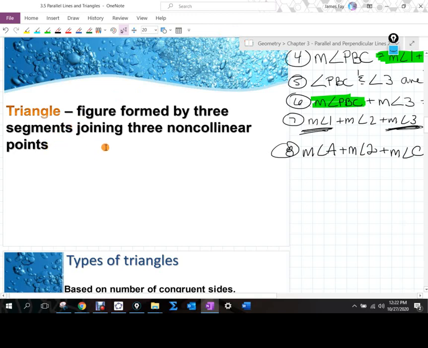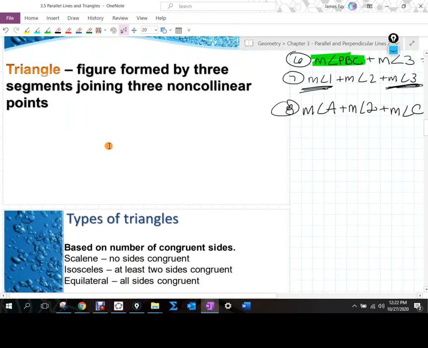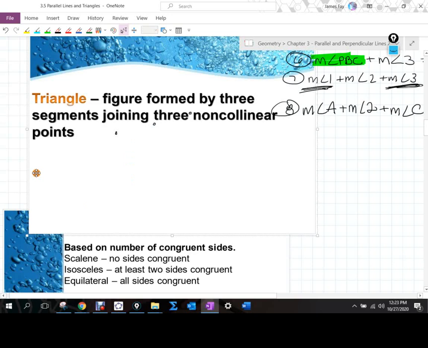As we move through and talk about the rest of this section, just a quick definition for triangle: a figure formed by three segments joining three non-collinear points. The points have to be non-collinear. If I just say it's a figure formed by three segments joining 3 points, well, if my points are like that, does that give me a triangle? So one of those points has to be moved away from the others.